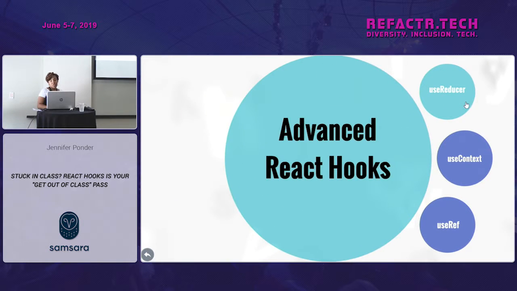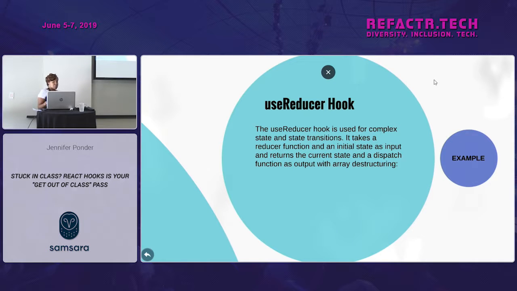Okay, so we have useReducer. The useReducer hook is used for complex state and state transitions. It's like the reducer function. It takes an initial state as an input and returns the current state and dispatch function as output, an array destructuring. So if you've used Redux as a state management option before, you're pretty much familiar with this.